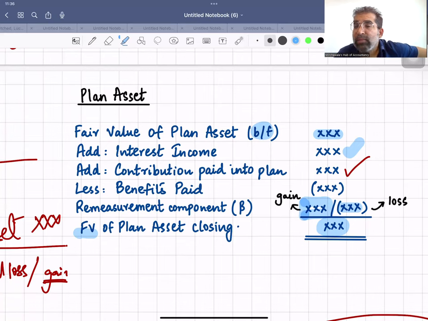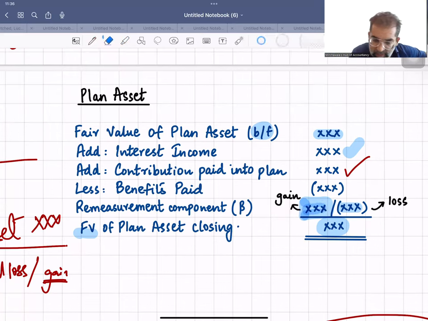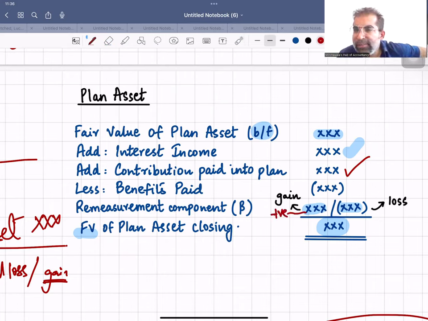But now this is an asset account. So if the balancing figure is a positive number, then it's good news. That means the asset is increasing, which is good news, so it's a gain. And if it is a negative number here, then it's a loss.